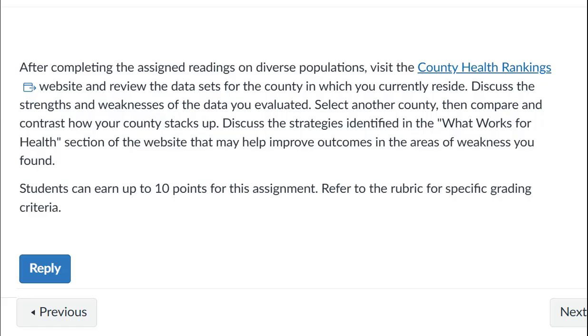You're going to visit the county health rankings website that's linked here and look at the county that you're currently living in. Maricopa County, other counties, and then you're going to examine the healthcare data and strengths and weaknesses exactly within that particular community. Then you're going to compare that with another county of your choice. Finally, you're going to explore the What Works for Health section to identify strategies that could improve outcomes in the weaker areas that you identified when you did that comparison.